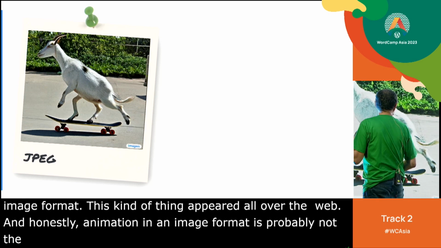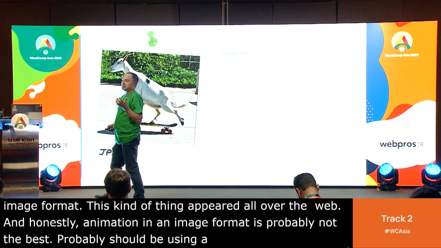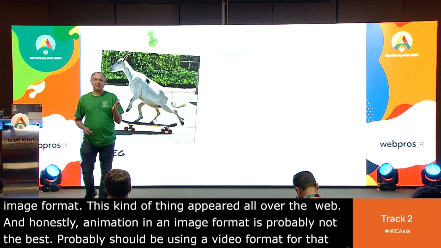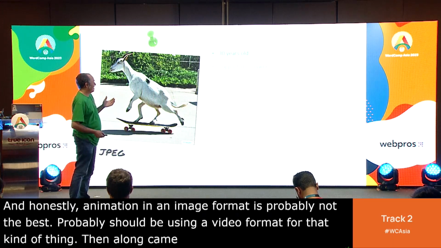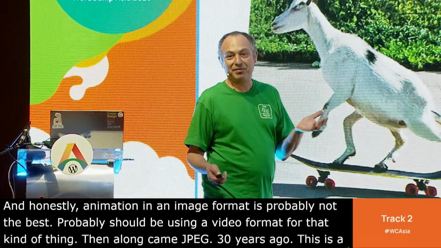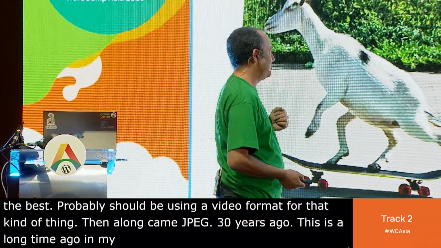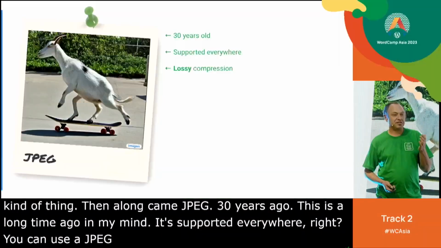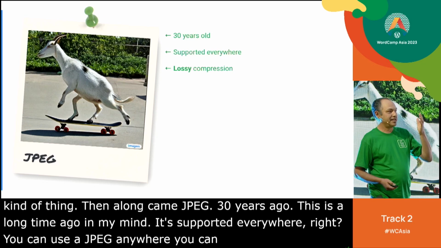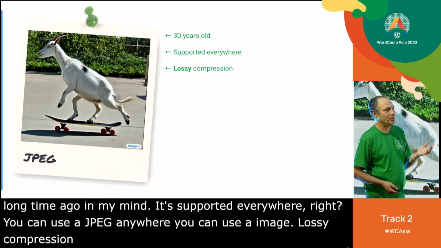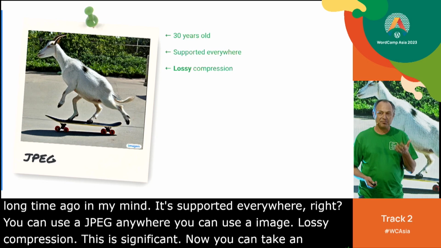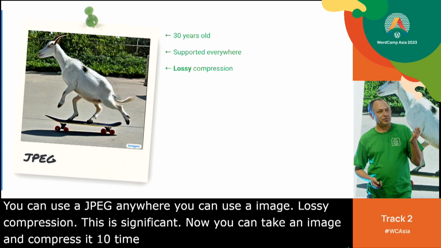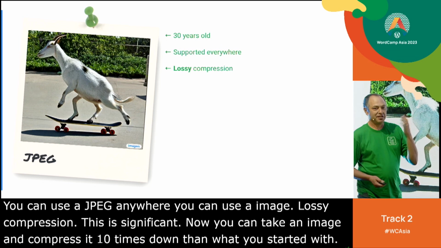Then along came JPEG. 30 years ago. Wow, this is like a long time ago in my mind. It's supported everywhere, right? I mean, you can use a JPEG anywhere you can use an image. It's got lossy compression. This is pretty significant because now you can take an image and compress it down to 10 times smaller than you started with, and then when you decompress it, you get something that's not exactly the original, but it's very close to the original. That's the lossy part of it.